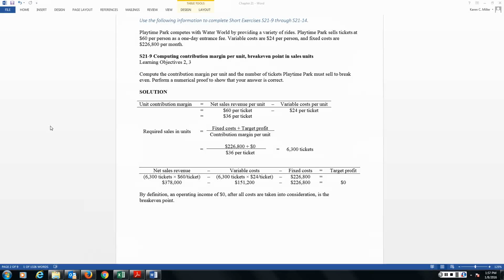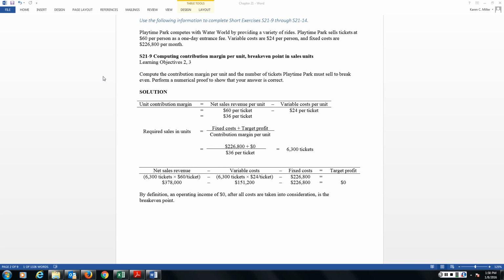Once we understand the relationship between variable cost, fixed cost, sales, volume, and contribution margin, we can use these relationships to do cost, volume, profit analysis for an organization. So let's work through a couple of examples of the things that we have just discussed using Playtime Parks.